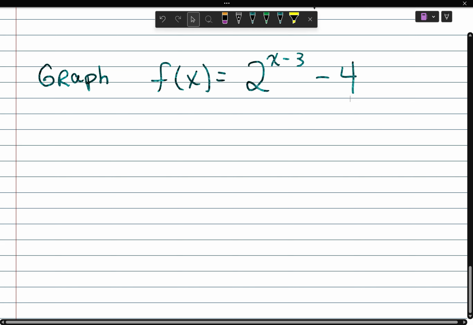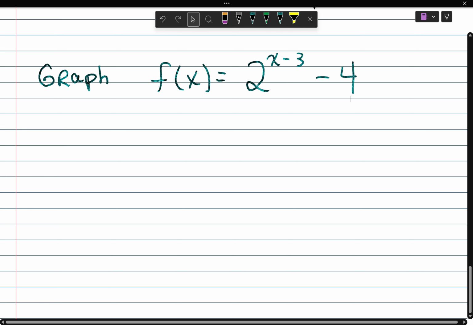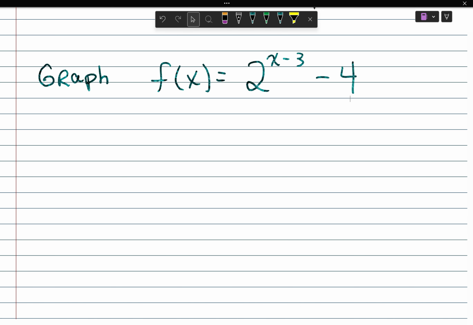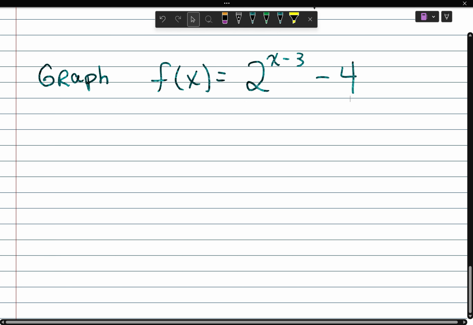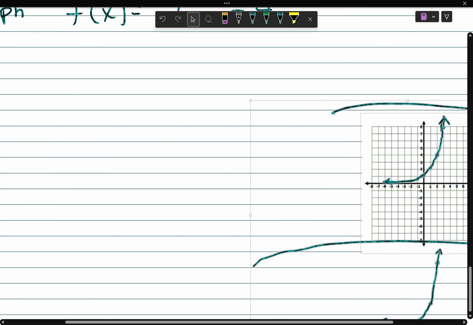Graph this function f of x is equal to 2 raised to the x minus 3 power, and then minus 4. All right, so if we're going to graph 2 raised to the x minus 3 power minus 4, there are going to be some transformations involved. We're going to use transformations to graph this exponential function. So let's go back and take a look at what we had previously.